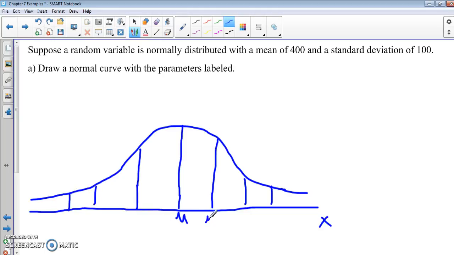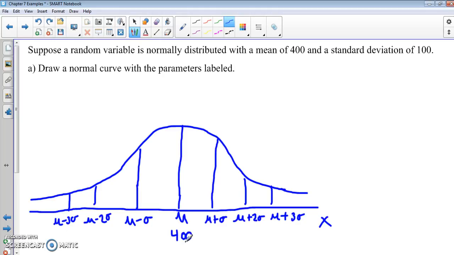So mu plus sigma, mu plus 2 sigma, and then mu plus 3 sigma. So this is for a population. And then mu minus sigma, mu minus 2 sigma, and mu minus 3 sigma for 3 standard deviations below. So the mean is 400, so that goes right in the middle.